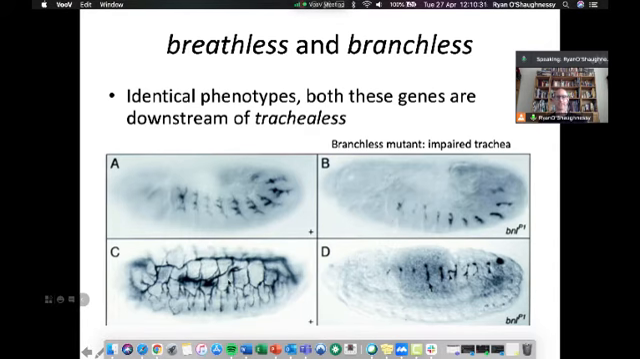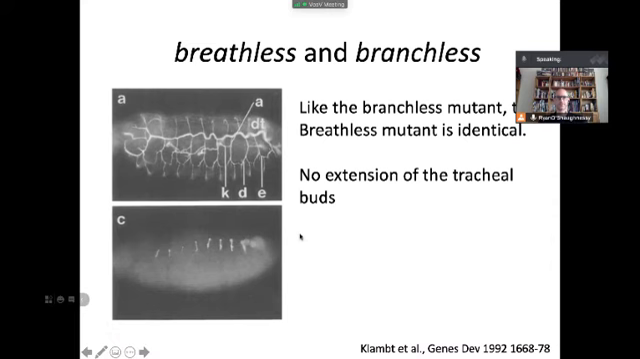So the difference in our more developed trachea network is quite clear. We see no more of this lovely branching from a central trachea pipe, if you like. So the branchless mutant has an impaired trachea formation. And we also see this in the breathless mutant. It's more or less identical.